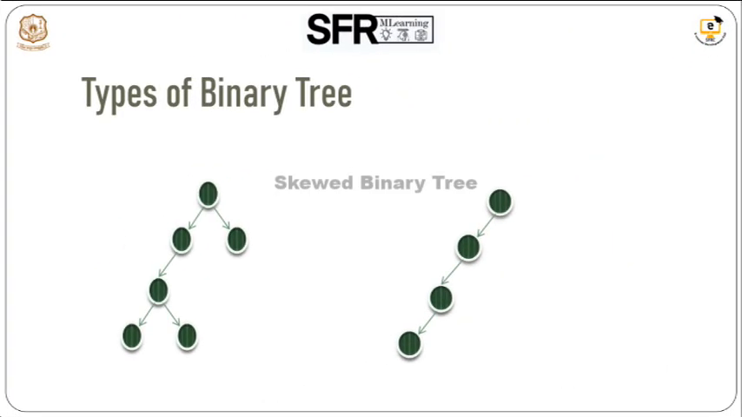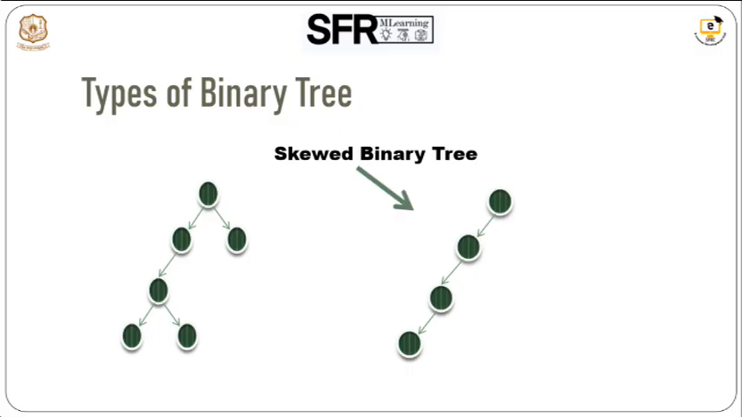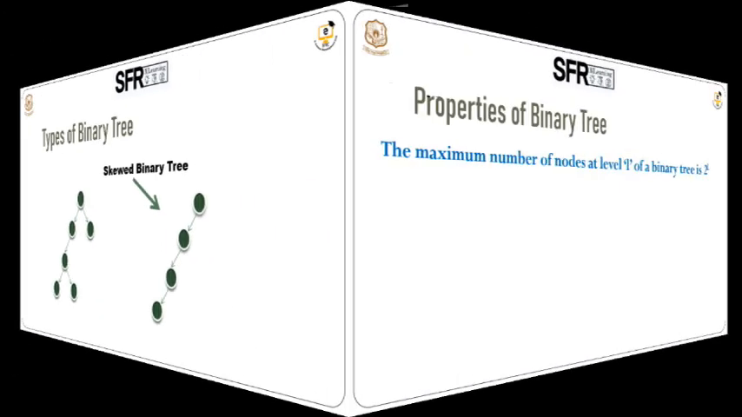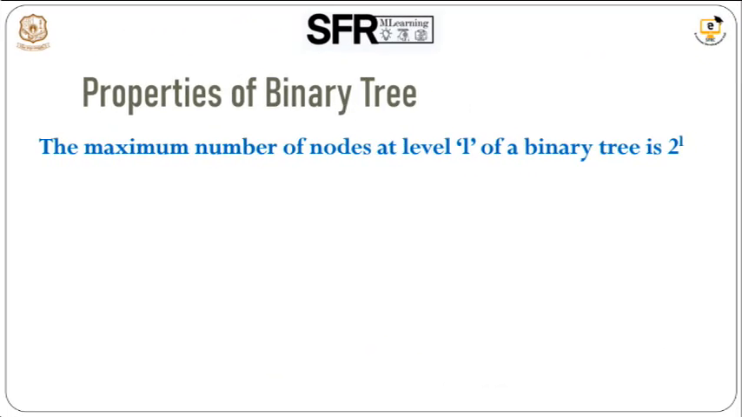Okay. Then the next type of binary tree is the skewed binary tree. Skewed binary tree means here all the nodes are having only one child, or else they are not having any children. Okay. So, again, the first one is not the skewed binary tree, because some nodes are having 2 children, right. For example, the root is also having 2 children. So, it is not a skewed binary tree. The second one is the skewed binary tree. Okay. So, now we are going to see some of the properties of binary trees.